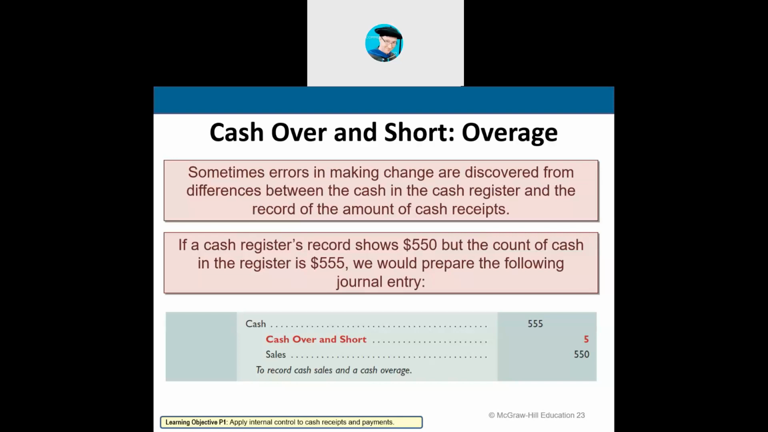If a cash register shows that we have $550, but we actually have $555 in cash in the register, we're over $5. So we debit cash $555, because that's how much physical cash we have. We credit this account called cash over or short by the difference, in this case $5. And we credit sales $550.